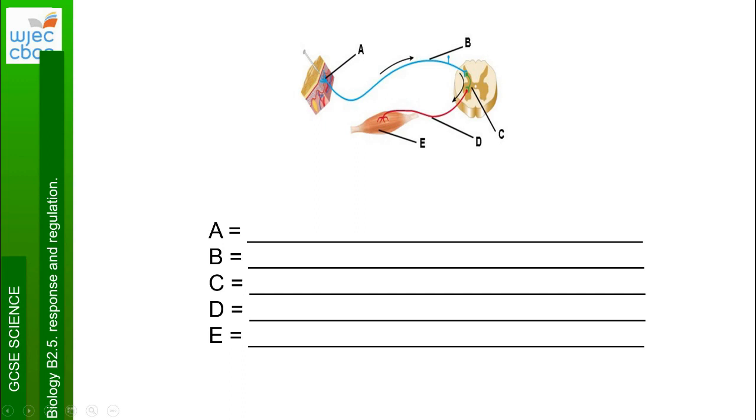Okay, so if we look at the answers for this reflex arc first of all, A would be the receptor, B would be the sensory neuron, C would be the relay neuron, D is the motor neuron, and E is the effector.